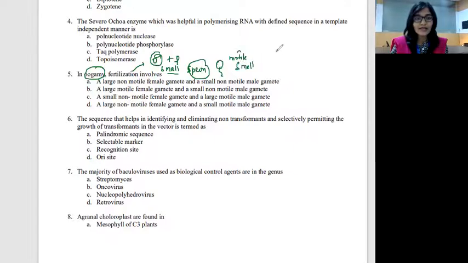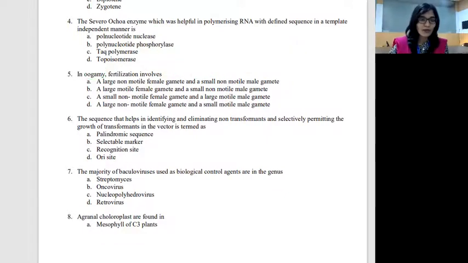Okay. And in the case of females, we can say the egg is very large and it will not move. So the egg is large and non-motile. If the fusion takes place between the small motile sperm and a non-motile large egg, then it is going to be oogamy. Okay, yes. So what might be the answer? A large non-motile female gamete and a small motile male gamete. So the answer is going to be option A. Right, yes. Okay, let's see the next one.